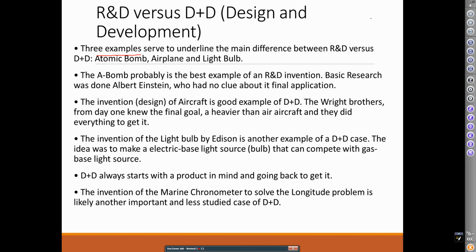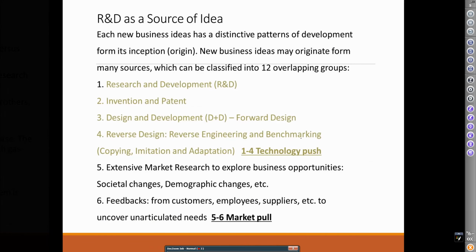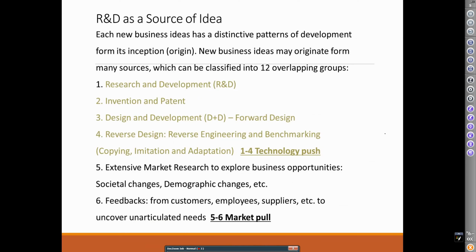So what about the last understanding of research and development, the fifth outlook, R&D as a source of idea? So what is the major concept? This is the major concept.